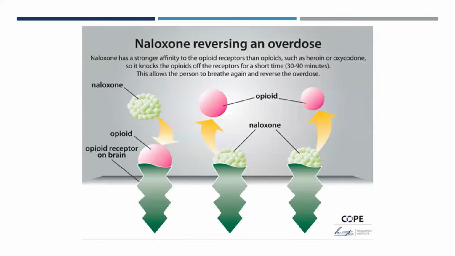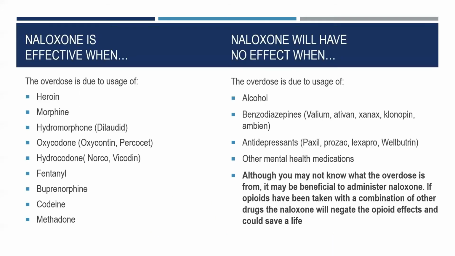How does naloxone work? Well, naloxone has a very strong affinity for the opioid receptor of the brain, stronger than opioids do with the receptor. So what it does is it basically kicks all the opioids out and takes over those receptors for about 30 to 90 minutes, which allows the person to breathe again and reverses the overdose.